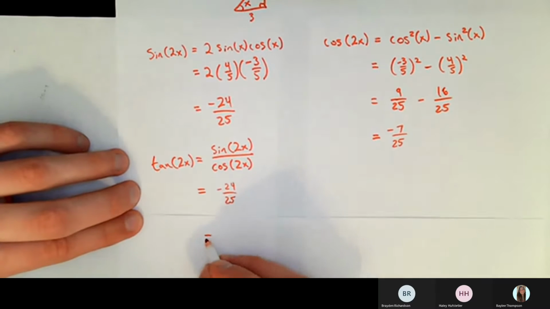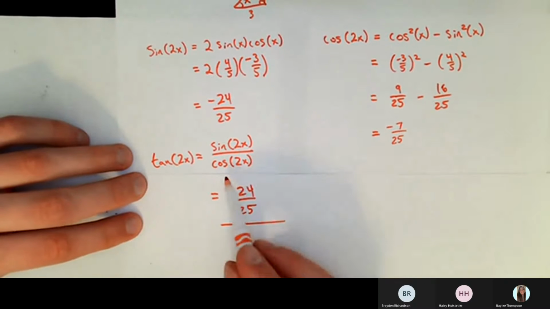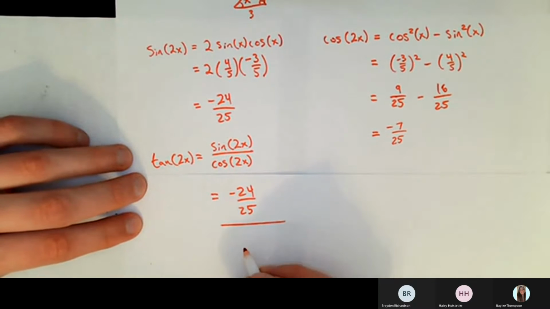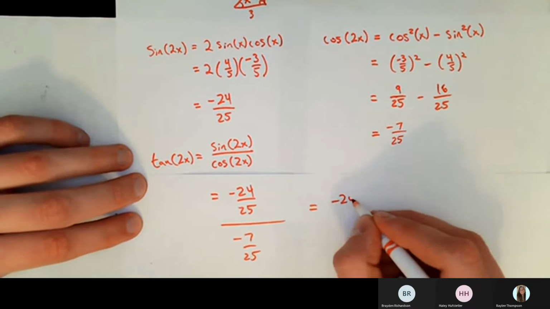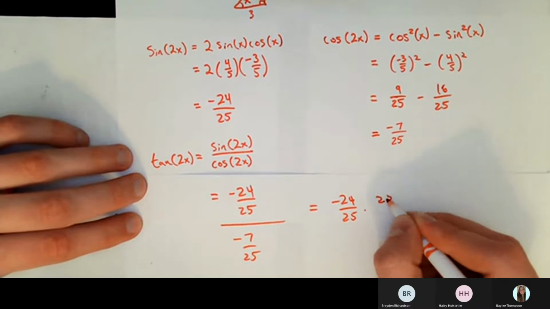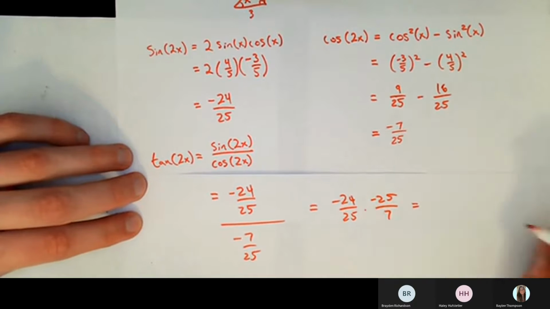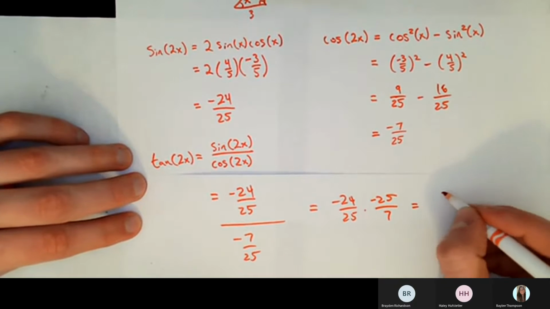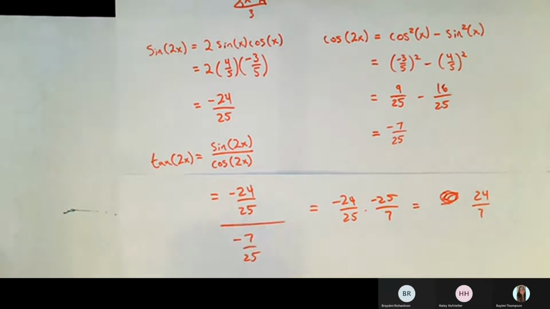And let me write it here to give myself some more room. Cosine of 2x is negative 7 over 25. So that's going to be the same as negative 24 over 25 times 25 over 7. And that's giving me, oh, negative, sorry, negative times negative, so that's giving me 24 over 7 positive.